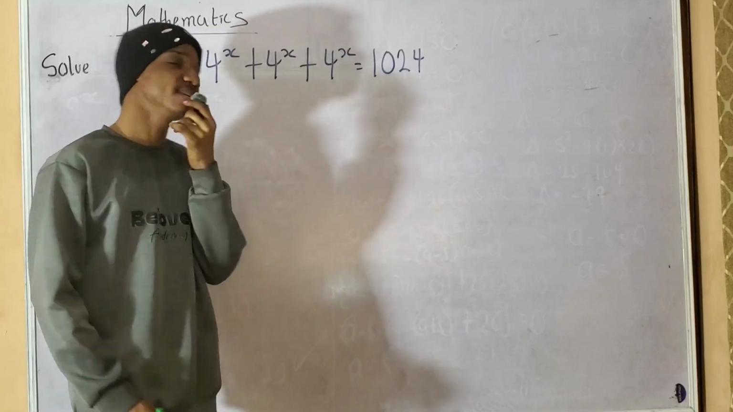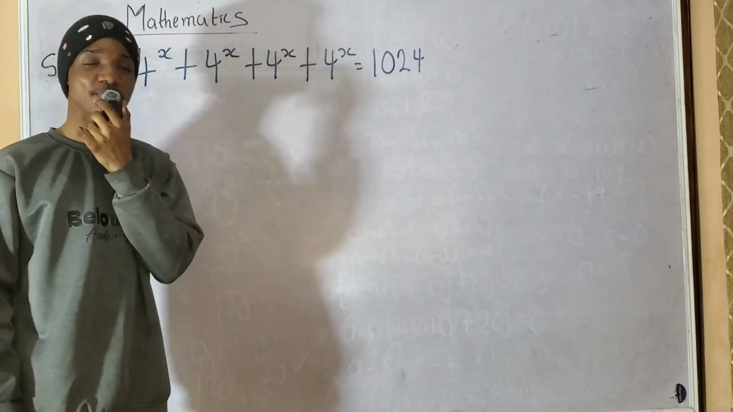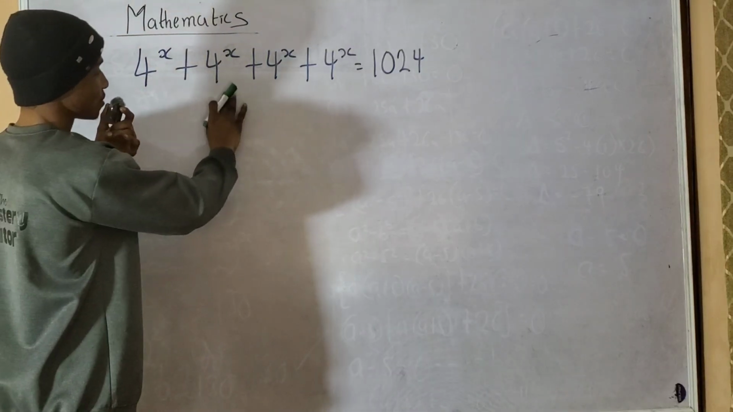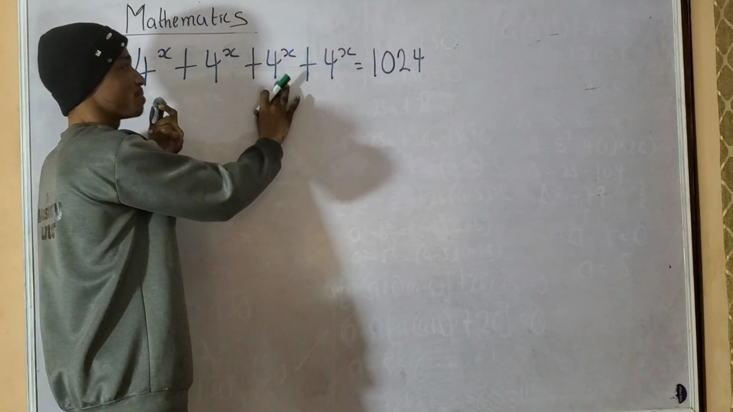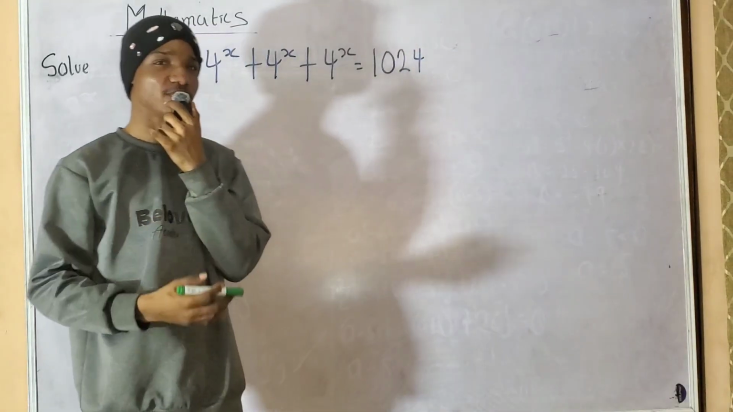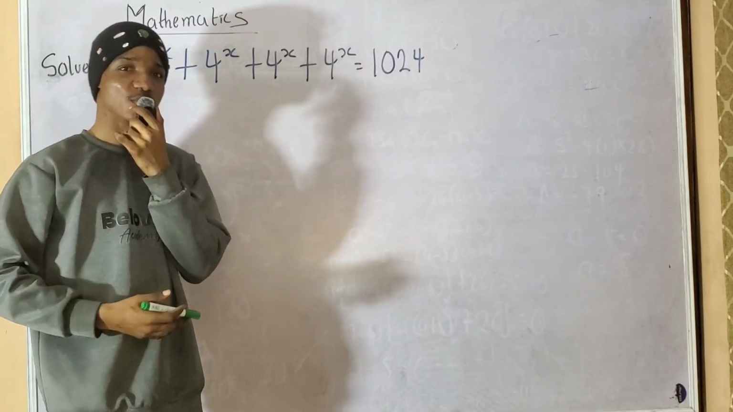Can you solve this beautiful equation that we have on the board? Here we are asked to solve 4 raised to the power of x plus 4 raised to the power of x plus 4 raised to the power of x plus 4 raised to the power of x equals to 1024. How will you approach this question?